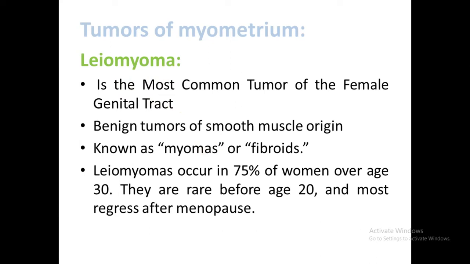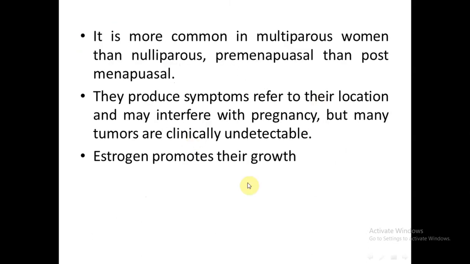Leiomyoma occurs in about 70% of women over age of 30, and is rare before age of 20, and commonly regresses in postmenopausal women. This means that this tumor is estrogen dependent. It needs estrogen for its growth and proliferation, and that's why it regresses and becomes atrophied after menopause. This tumor is more common in multiparous women than in nullipara, and in premenopausal than in postmenopausal women.